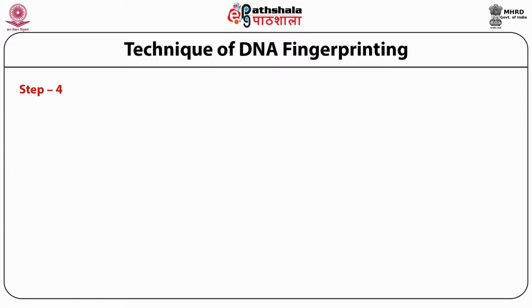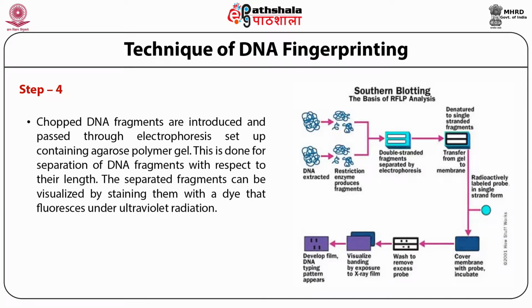In the next step, chopped DNA fragments are introduced and passed through an electrophoresis setup containing agarose polymer gel. This is done for separation of DNA fragments with respect to their length. The separated fragments can be visualized by staining them with a dye that fluoresces under UV radiation.